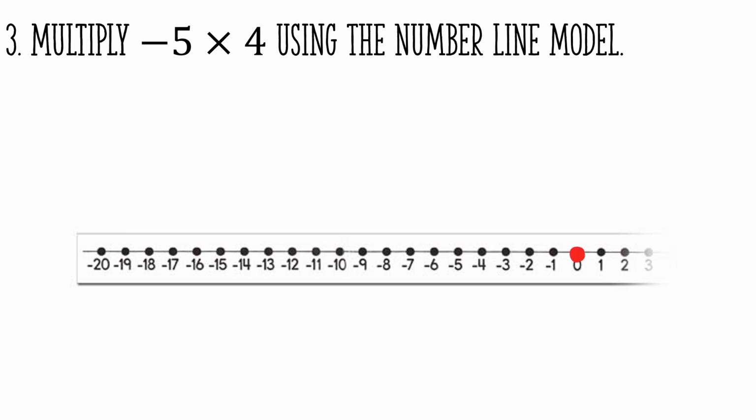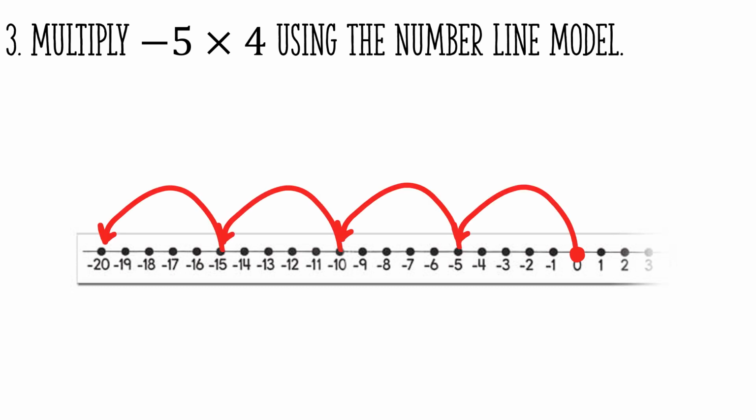So I'm going to start at 0 and I'm going to hop backward because I have a -5. I'm going to hop back 5, 4 times. So 1, 2, 3, 4. Alright, so I hopped backward 5 units 4 times. So that tells me that -5 times 4 is -20.